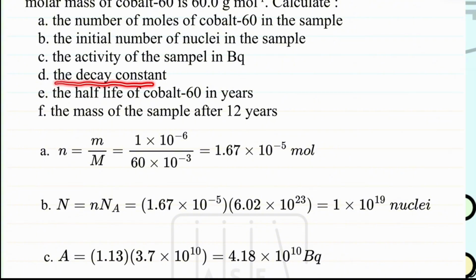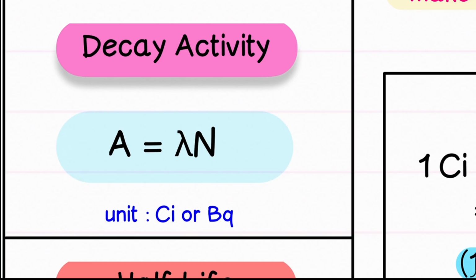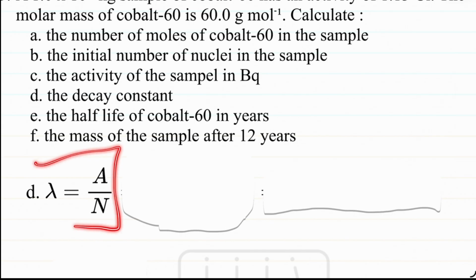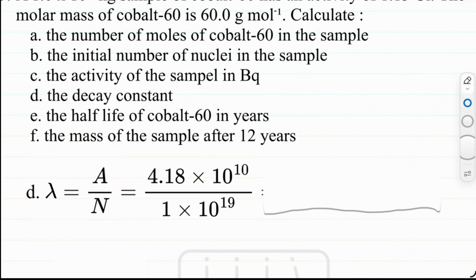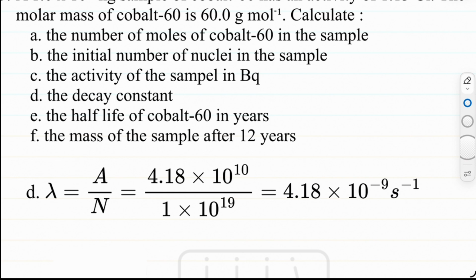Question D, the decay constant. The decay constant is lambda. Now that we have the activity and also the number of nuclei, we might as well just use the activity equation to get the decay constant. Rearrange the equation: lambda equals A over N. Substitute the values, and it's 4.18 times 10 to the power of negative 9 per second.